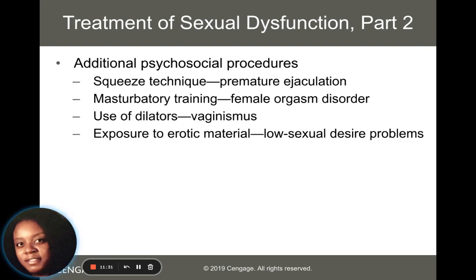There are also a few other psychosocial procedures that have been found to be effective for sexual dysfunction disorders. The squeeze technique has been effective for premature ejaculation. Masturbatory training has been effective for female orgasmic disorder. The use of dilators has helped with vaginismus, and exposure to erotic material could help individuals who are suffering from low sexual desire problems.